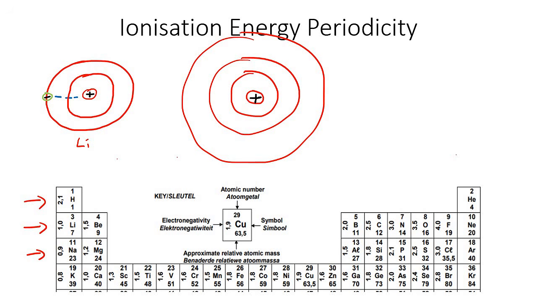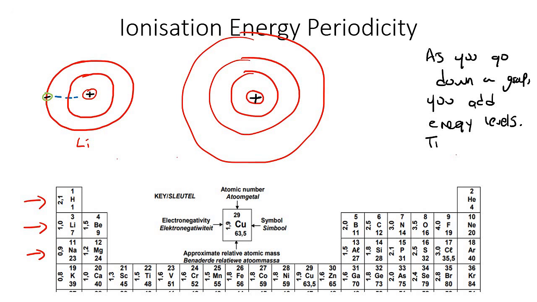And so what we learned, and what we can see here, is that the radius is becoming larger. Remember, the radius is the distance from the middle to the outside. So what we have learned in previous lessons was that as you go down a group, you add energy levels. This increases the radius. So that's something we've learned in a previous lesson.